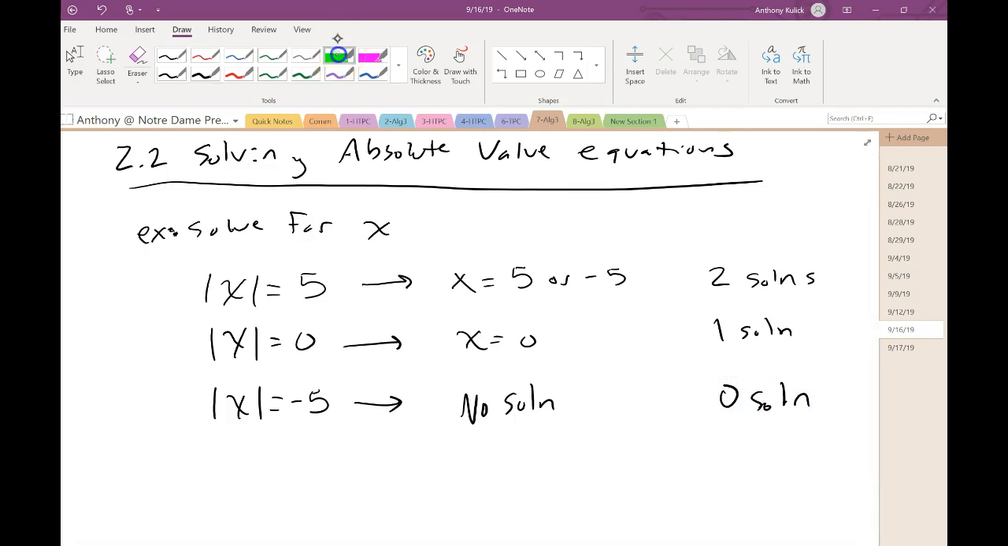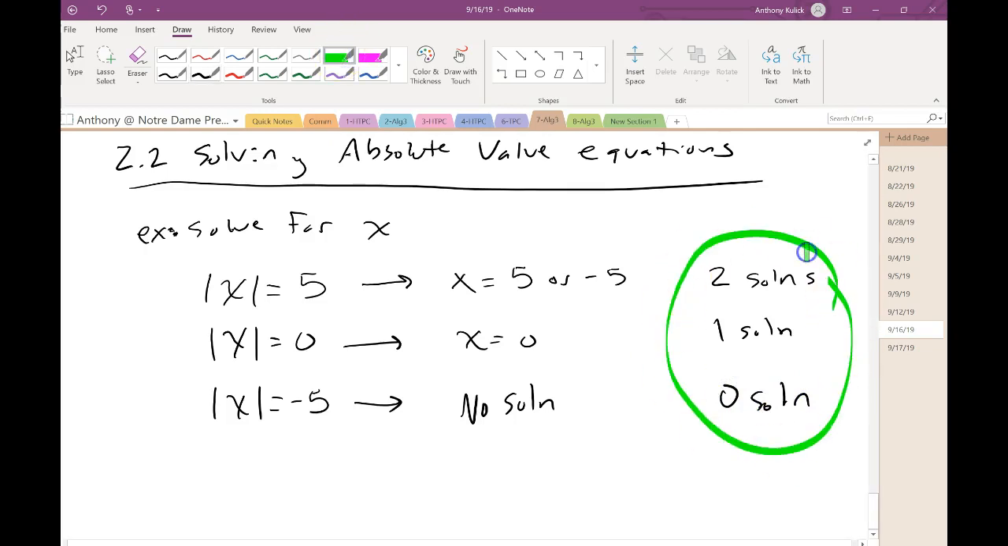So when solving an absolute value equation, we have three possible outcomes. We can have problems that have two solutions, we have problems that have one solution, and we have problems that have zero solutions. Everybody okay with that idea? So we have to be a little bit careful in solving these.